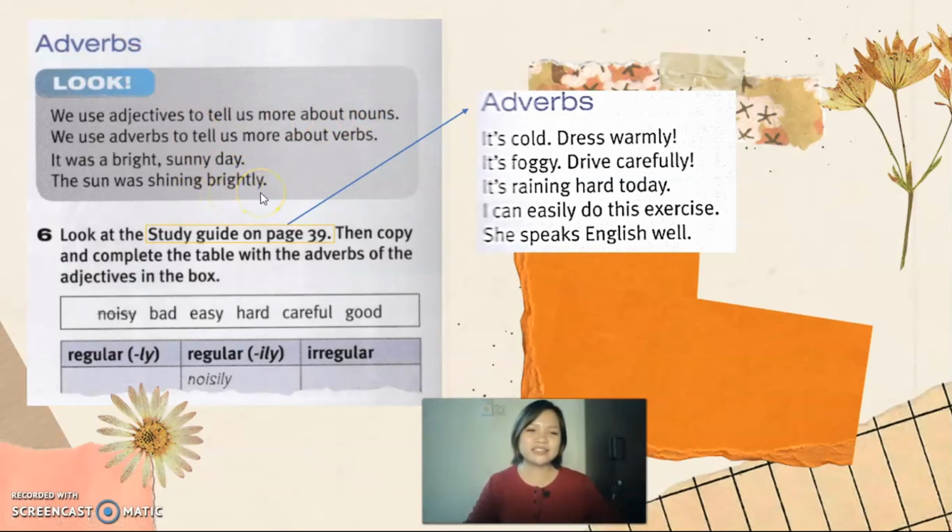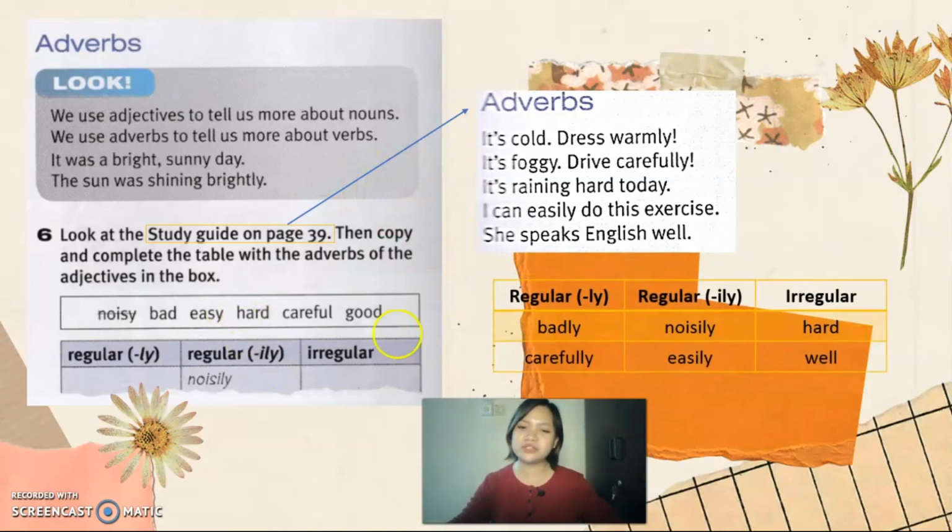Alright, so look at the study guide on page 39, which is here. Then copy and complete the table with adverbs of the adjectives in the box. It's cold. Dress warmly. So warmly is the adverb. It's foggy. Drive carefully. It's raining hard today. So sometimes with adverbs, you don't have to put ly at the back. Okay? Hard is the adverb. I can easily do this exercise. Easily. She speaks English well. Well. Alright? So let us complete the adverbs in the table.